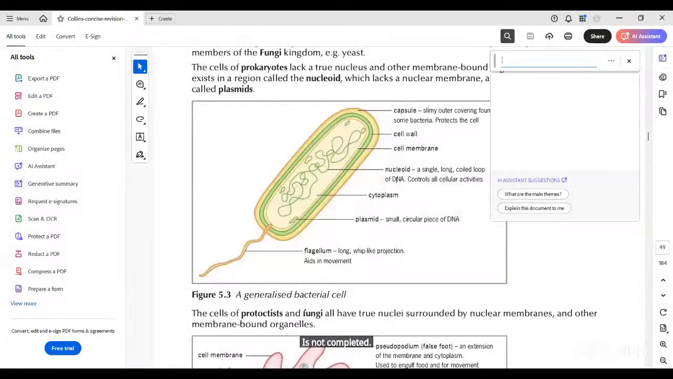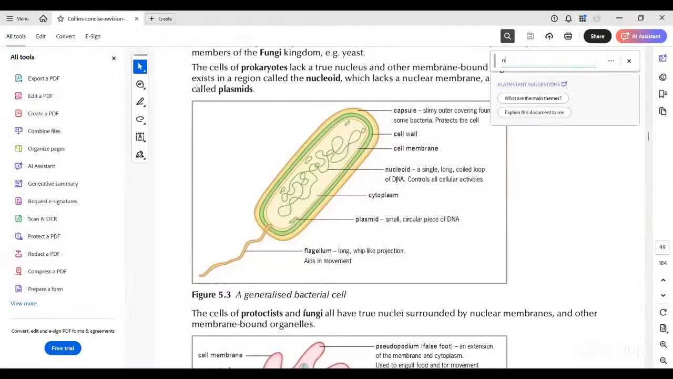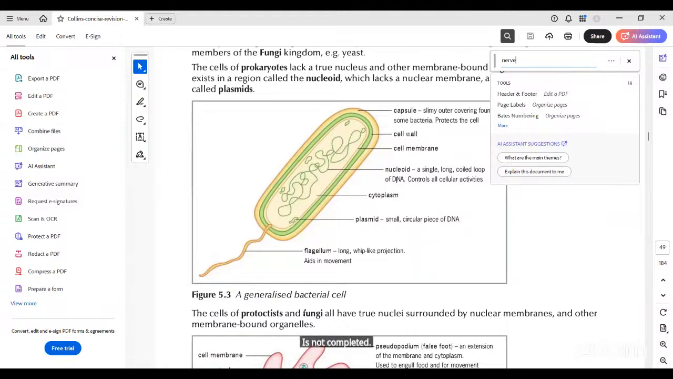You want us to touch on the nerve? Yes, sir. Because I know the nerve is normally the last place in the syllabus and oftentimes it's not completed. So let's check the nerve cell.